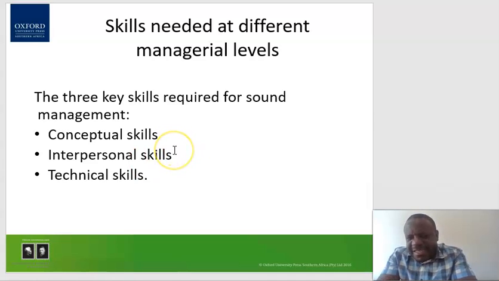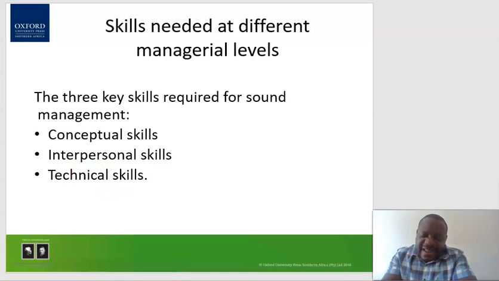For middle-level managers, what may be very important are actually interpersonal skills. We are not saying they don't need conceptual skills. Conceptual skills they need, but what is most important may actually be interpersonal skills. Then technical skills are important for those that are responsible for the day-to-day operations of the business. Your supervisors, your foremen, they need to be in a position to demonstrate what should be done by their subordinates. So they actually need to be able to apply the knowledge and the skills that they have.